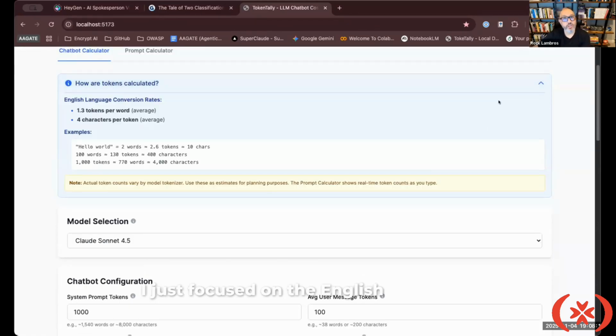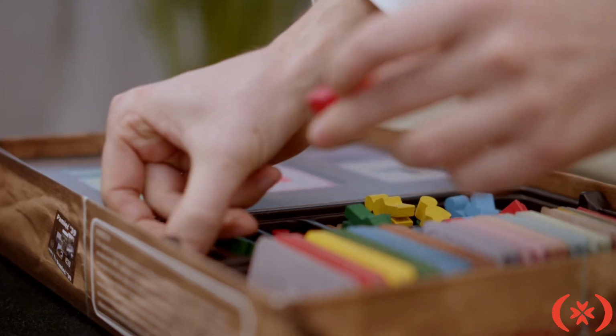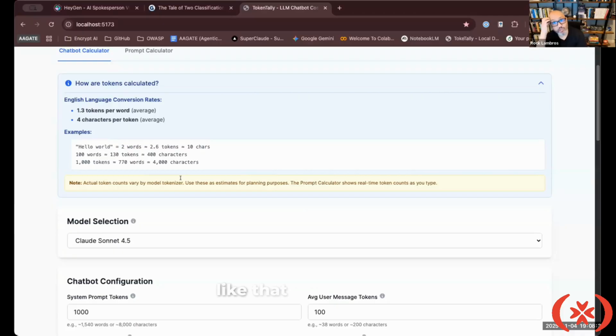I just focus on the English language. Believe it or not, tokens are calculated differently for different languages because of the alphabet, all the stuff behind it, right? But it's about, on average, 1.3 tokens per word. So I'm using that as kind of a rough estimate. OpenAI does actually have a tokenizer that you can use. You can drop prompts in there and it'll give you an estimate of how many tokens it's going to generate. The kicker is that does great for the input tokens.